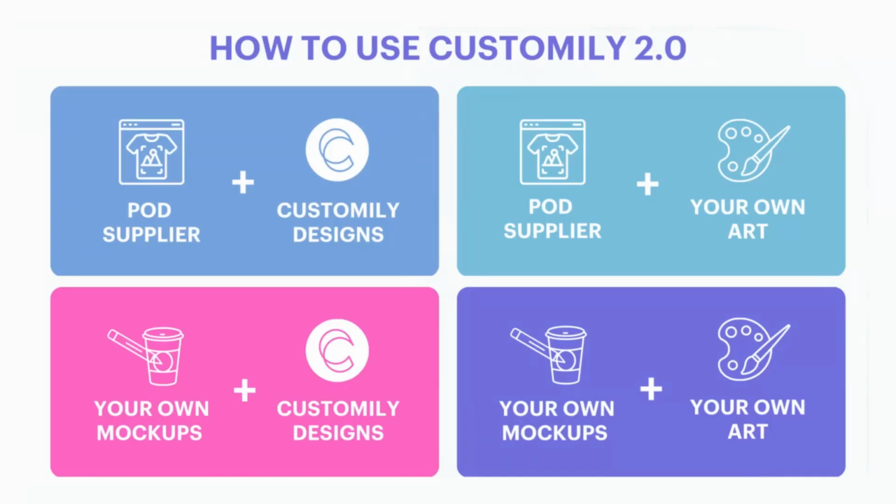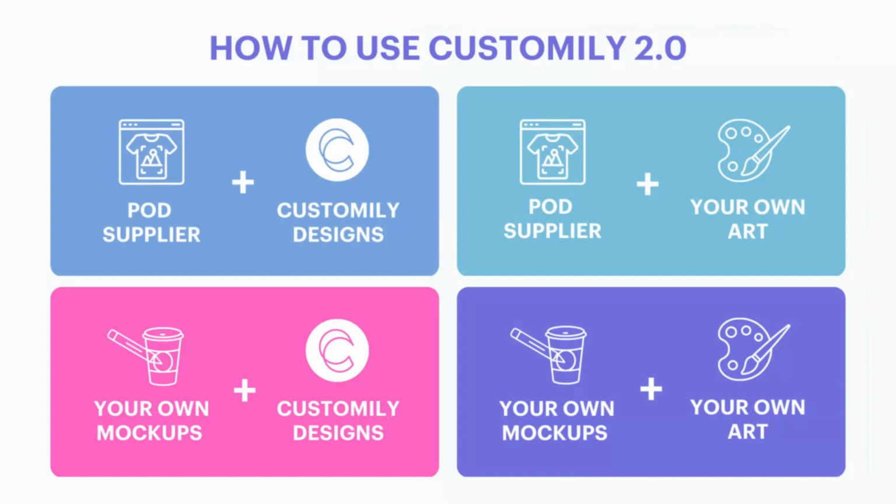So I think you can say there are four different paths you can explore with Customily 2.0. You can work with a print-on-demand provider who has its own product catalog and add a design from Customily's library to it. This is the fastest path, the one that allows you to have published products ready to sell in minutes. You can work with a print-on-demand provider, but choose to add your own designs to their products. In this case, you will have to populate your design library before being able to publish products in your store.